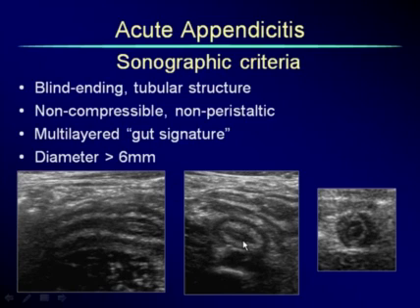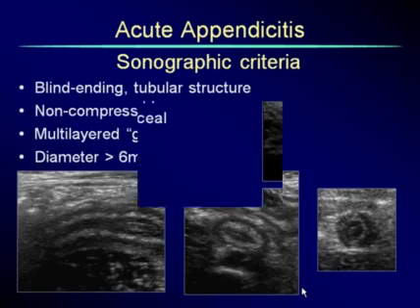The mucosa, surrounding that is the hypoechoic muscularis mucosa. Then comes the thick bright line, that's the submucosa. Then comes the muscularis propria, and around that the serosa. So this is classical for bowel. Here's another appendix in cross-section, multi-layered, non-compressible, and it should measure over 6 millimeters to be considered abnormal.